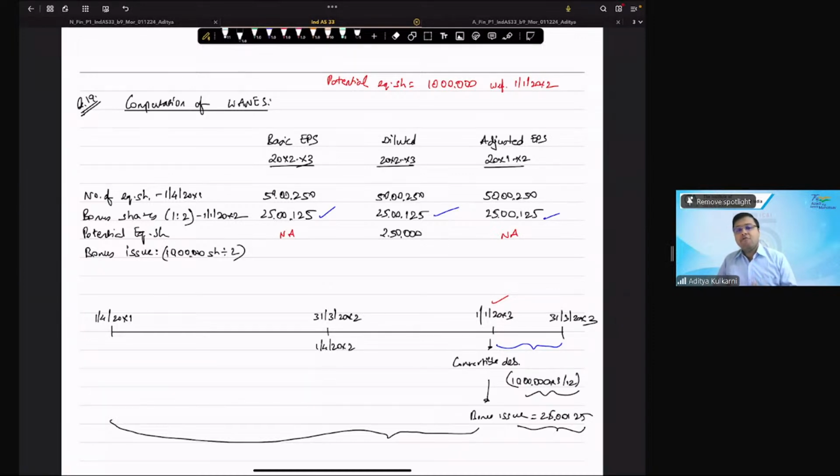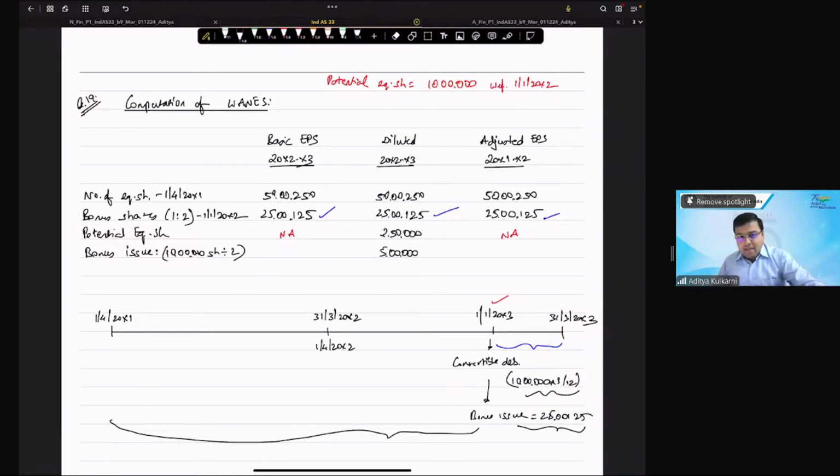It will not be half of 2,50,000 because 2,50,000 is weighted for time. But bonus is never weighted for time. Is it okay? Yes, sir. 2,50,000 is weighted for time; the impact of time has come there. It is 1/4. But bonus does not run according to time; bonus is just bonus. So therefore I will have 5 lakh shares. Am I okay with this? Yes, sir.